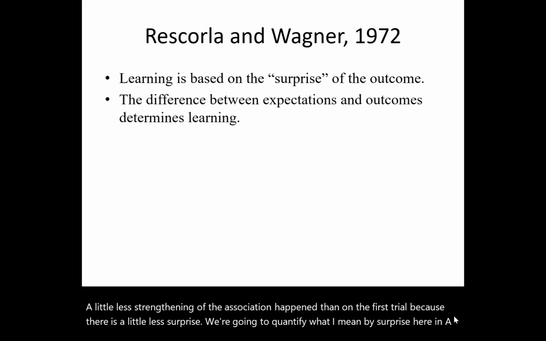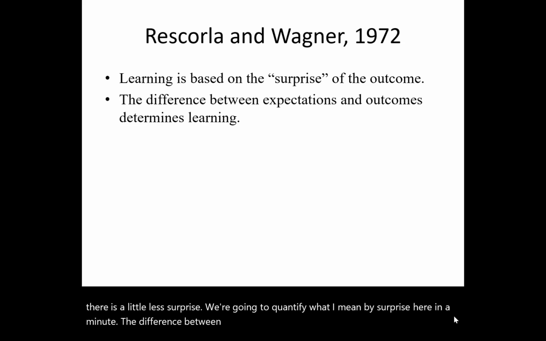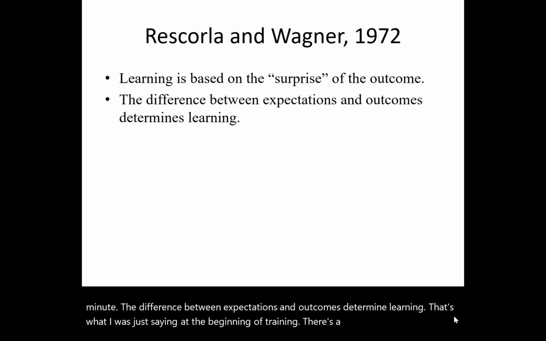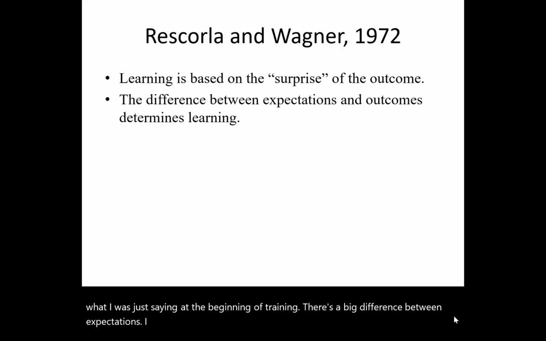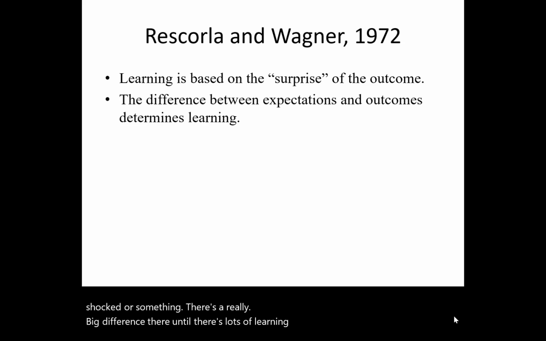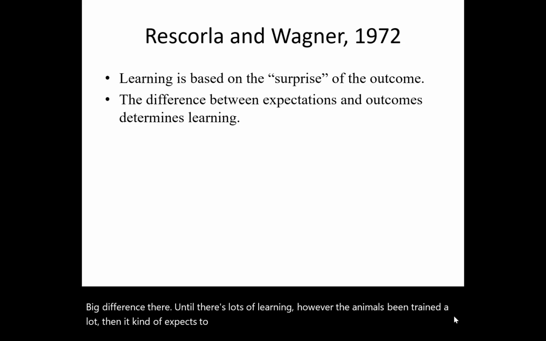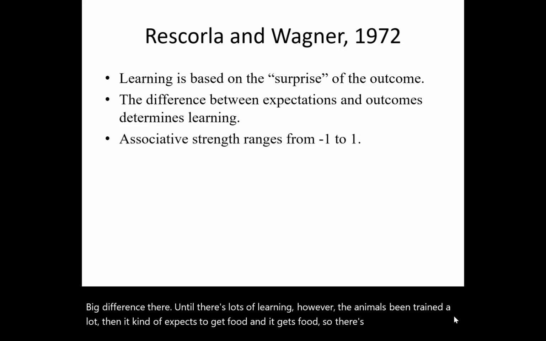The difference between expectations and outcomes determine learning. That's what I was just saying. At the beginning of training, there's a big difference between expectations, I don't really have any expectations, and an outcome, oh, I got food or I got shocked or something. There's a really big difference there, and so there's lots of learning. However, if the animal's been trained a lot, then it kind of expects to get food, and it gets food, so there's not a lot of learning.